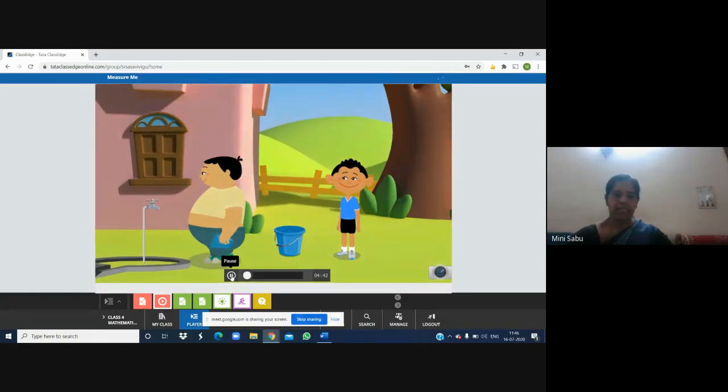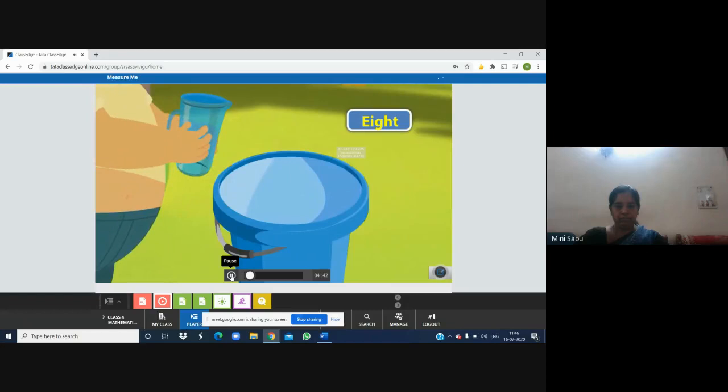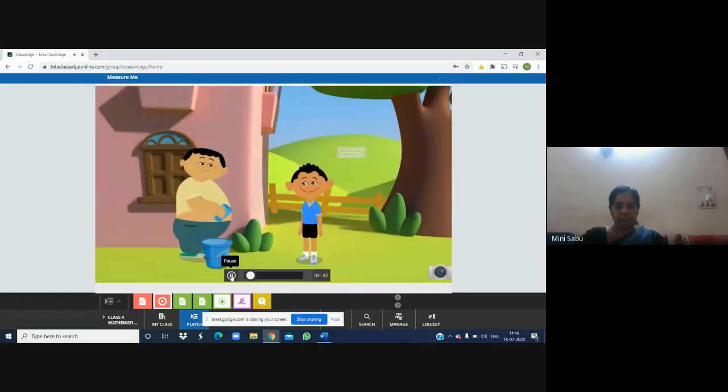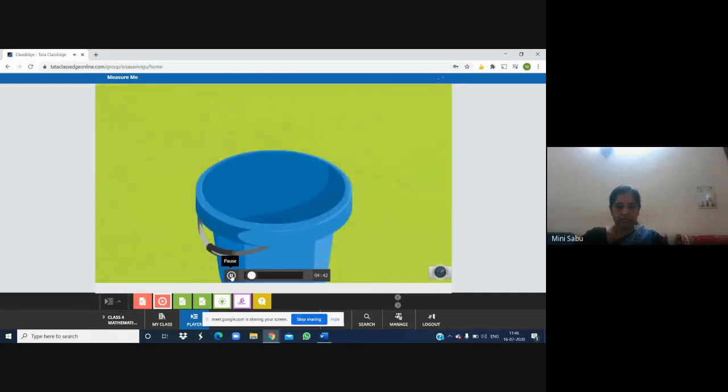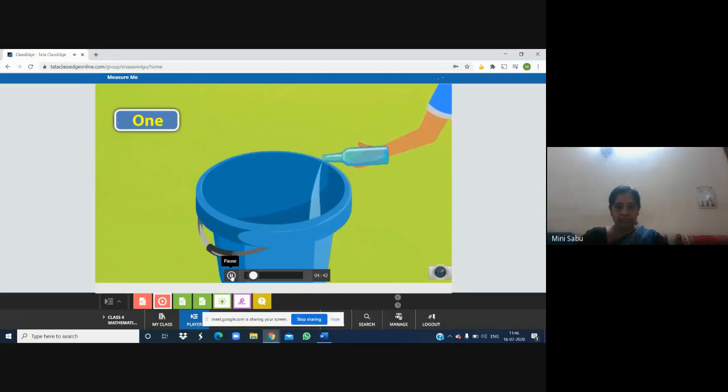Ma'am and Pasha are out in the garden to water the trees and plants. Jiggy uses a jug to fill the bucket with water. He fills the jug 8 times to completely fill the bucket. The boys are now watering the trees and plants. Their bucket is now empty. This time, Pasha wants to fill the bucket with water. Pasha uses a bottle to fill the bucket with water. He fills the bottle 12 times to completely fill the bucket.